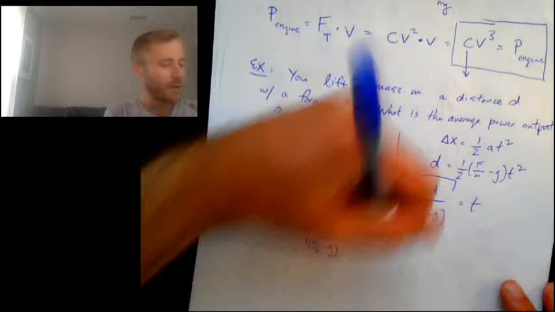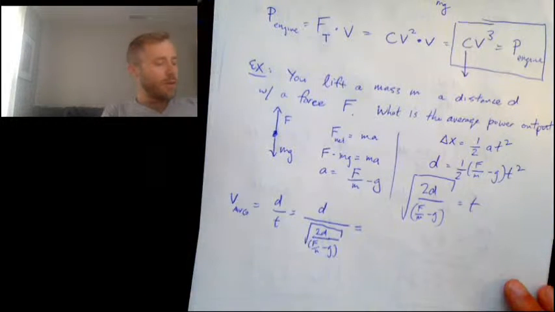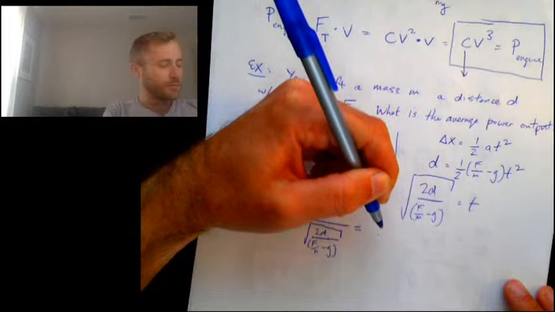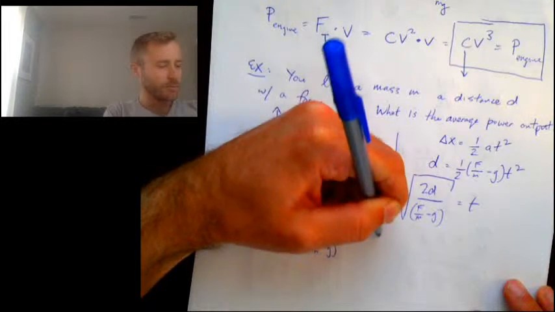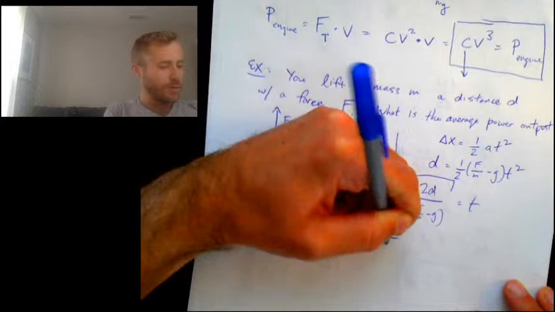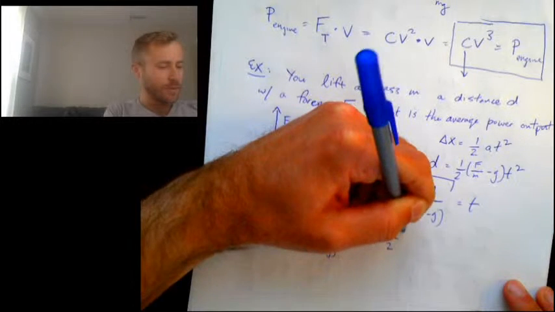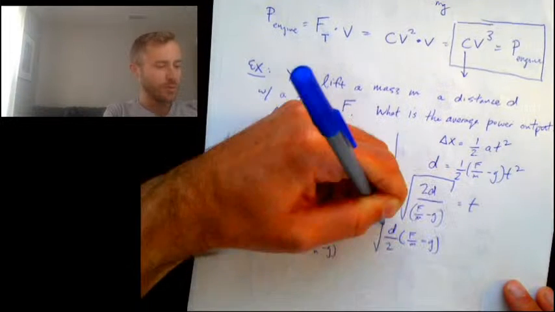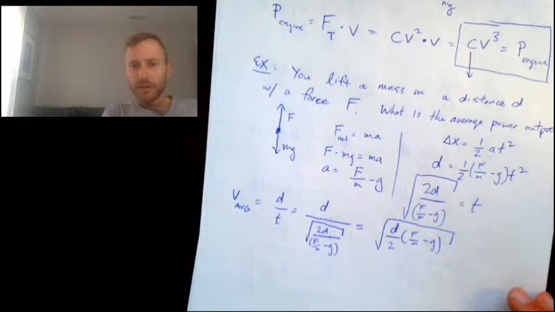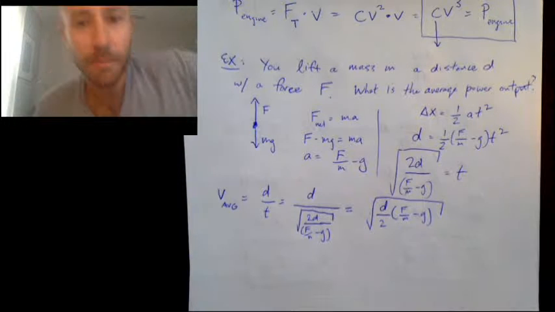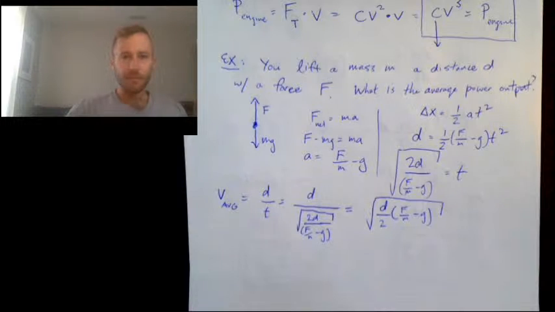Okay. And let me simplify that. So we have, let's see, the square root of d over 2 times (F over m minus g). So that is the average velocity. That's the average velocity.